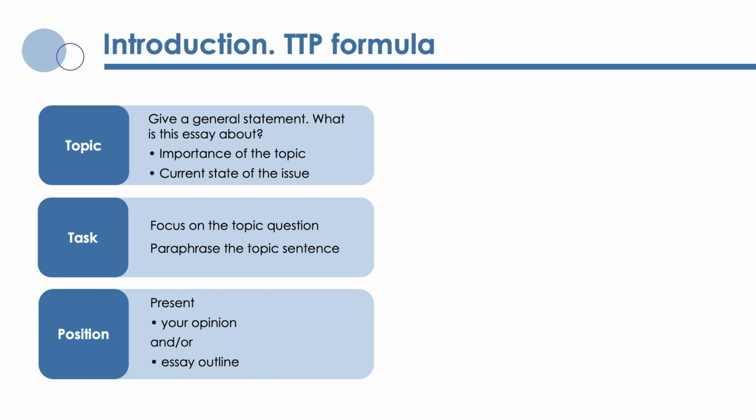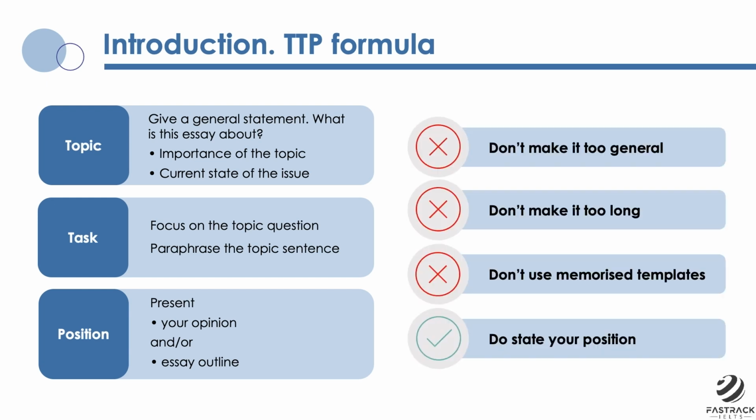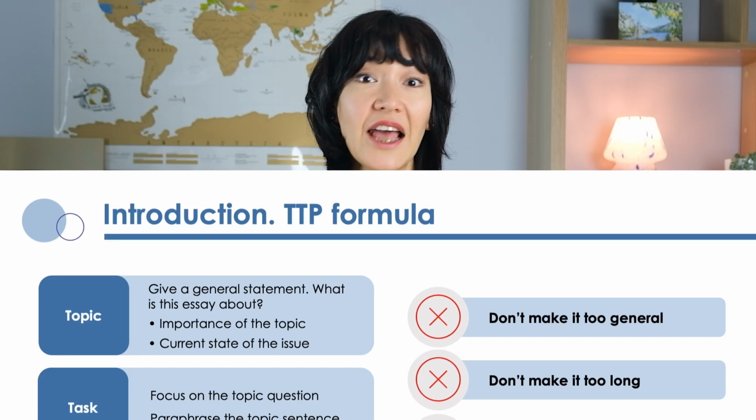I suggest using the TTP formula for your introduction. Topic, task, position. Here are a few tips. Don't make it too general. Don't make it too long. Don't use memorized templates, but do state your position. And one more thing I haven't mentioned. When you're writing your introduction, try to include everything you need and finish quickly so you can move on to the more important parts of your essay, your body paragraphs and conclusion.